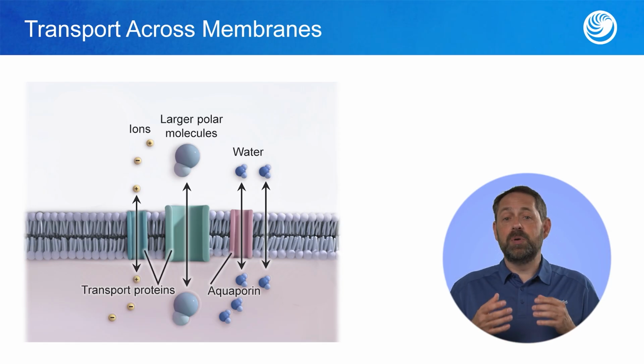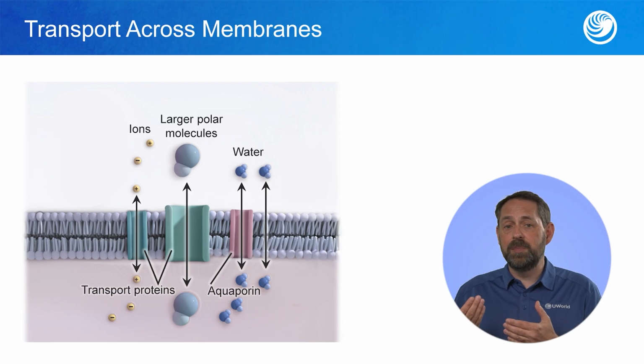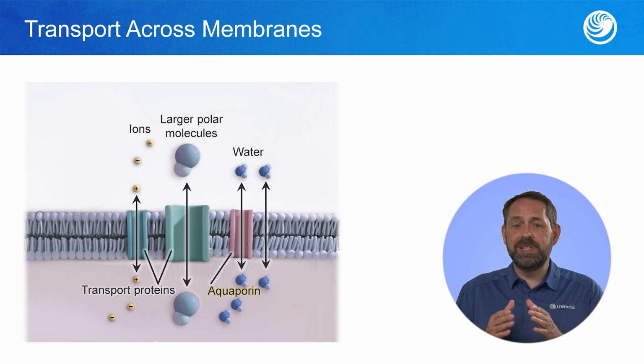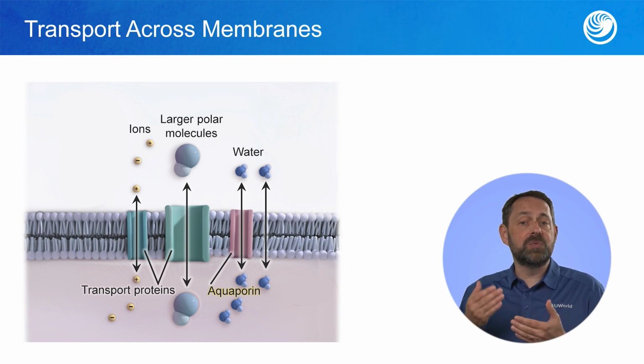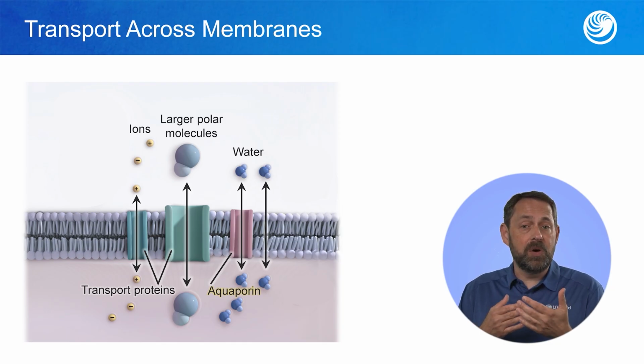Some transmembrane proteins, like those shown here, act as transport proteins that allow these hydrophilic molecules to move across the membrane's hydrophobic interior. Aquaporins, for instance, are specialized transport proteins that enable water molecules to pass through the membrane at a faster rate than the molecules would move by simple diffusion alone.